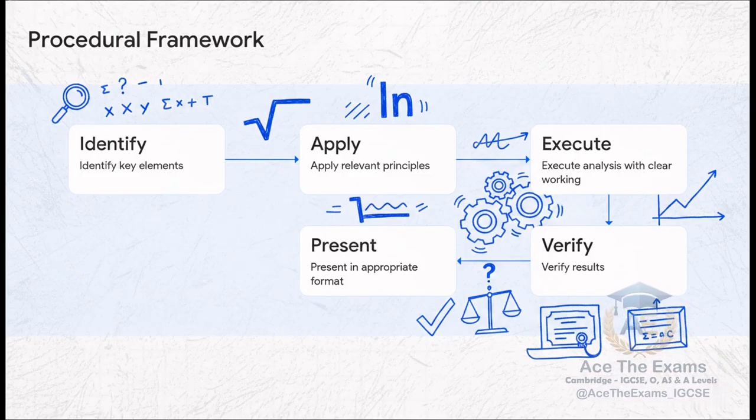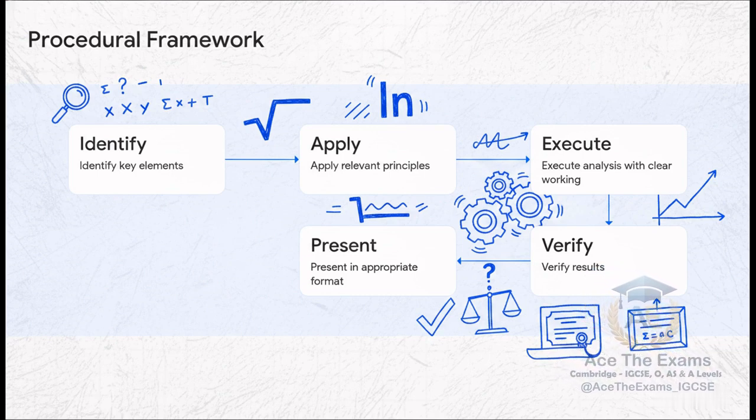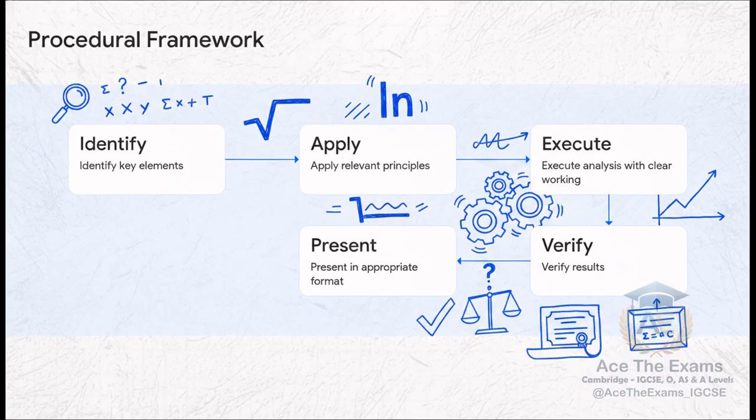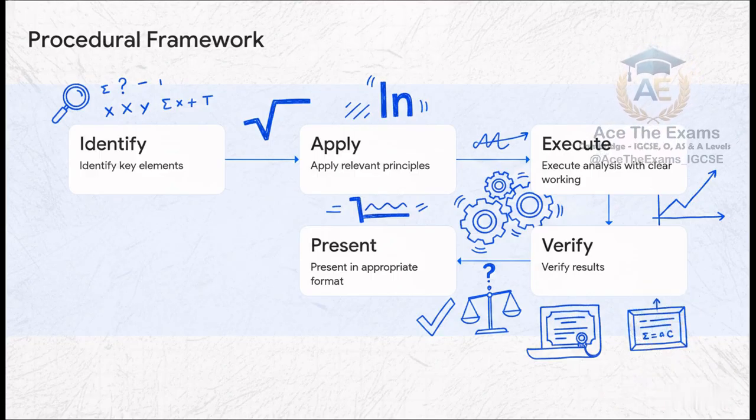Decode the command word. Step 2. Apply relevant principles. This is the strategy phase. Do you need to take the natural log of both sides, or perhaps just divide everything by x squared? Step 3. Execute analysis with clear working. Write it down. This is where you secure those M1 method marks we just talked about. Apply the math equivalent of the PEEL framework here. Step 4. Verify results. Does your calculated gradient actually make logical sense with the data provided? And finally, step 5. Present in appropriate format, capital Y, capital X.